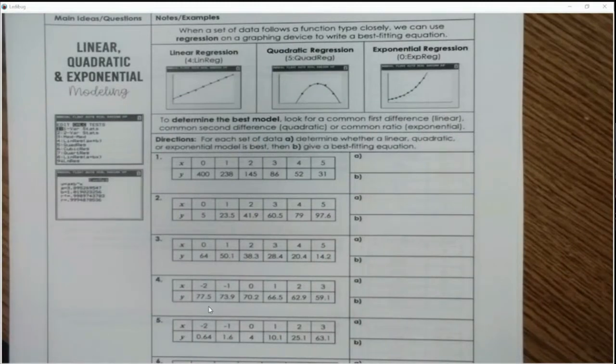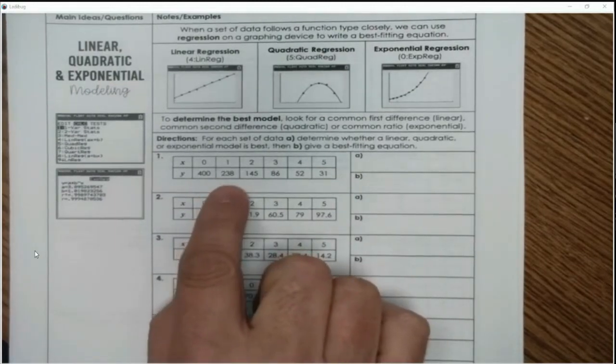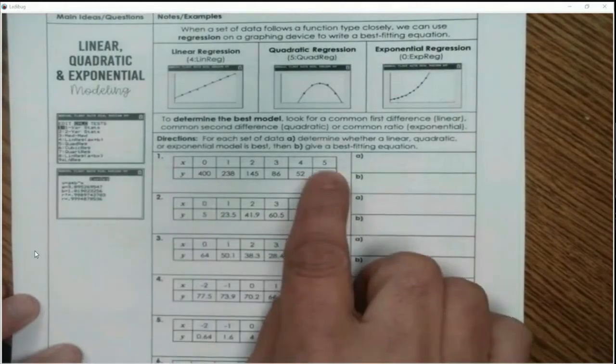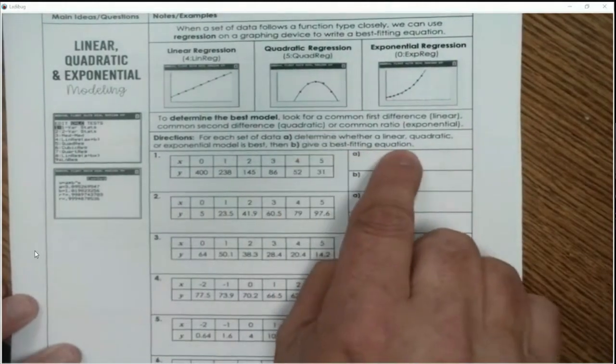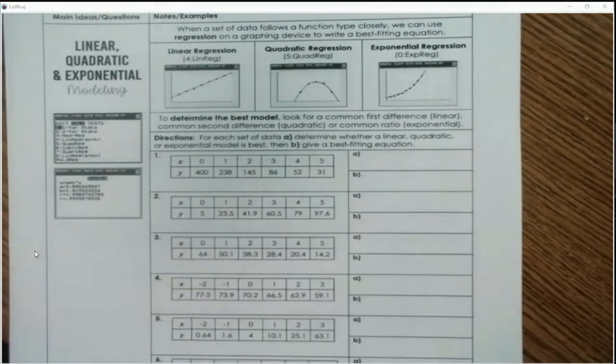So I want to show you, and we'll do that with these examples right here. For each of these, we're supposed to determine: is this linear, is this quadratic, or is this exponential? And then we give a best fitting equation. What equation would best create that right there? So the way we're going to do this is using Desmos.